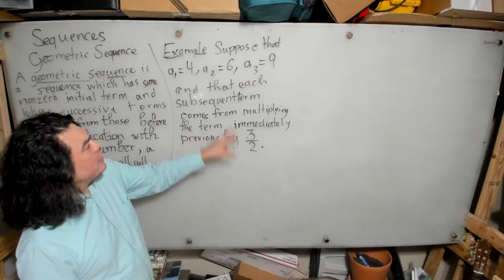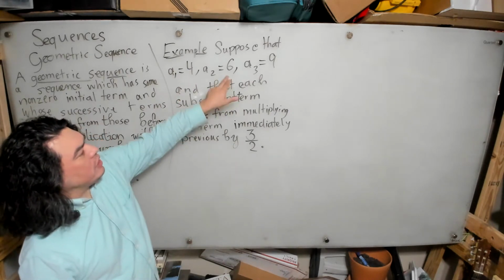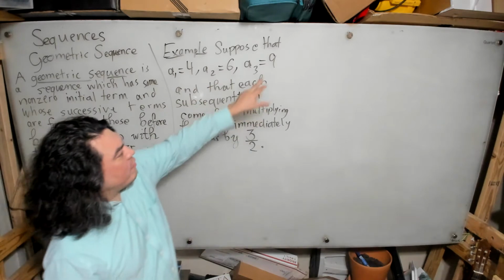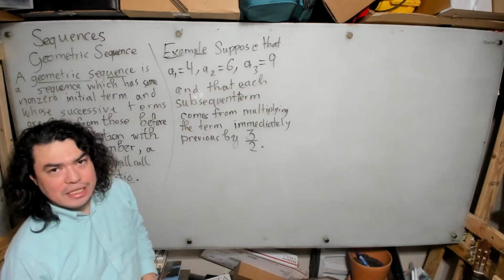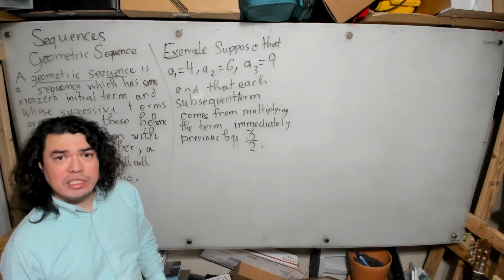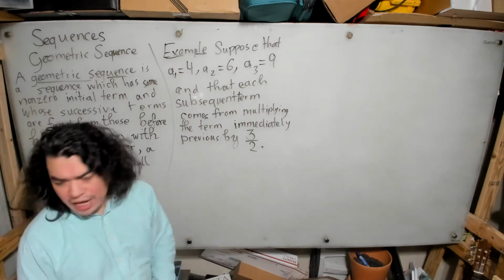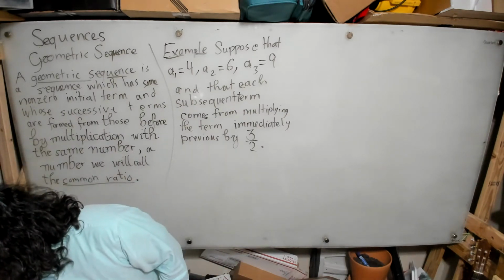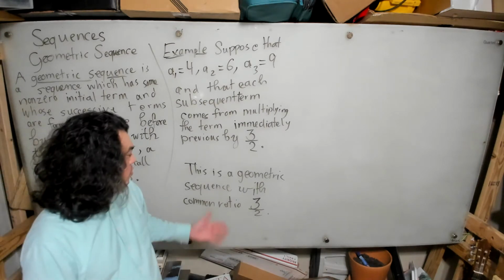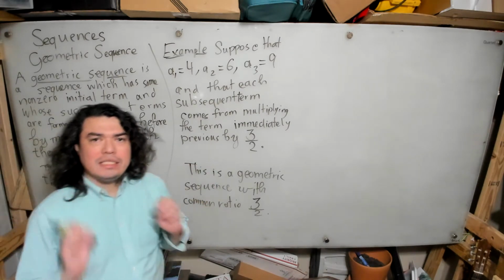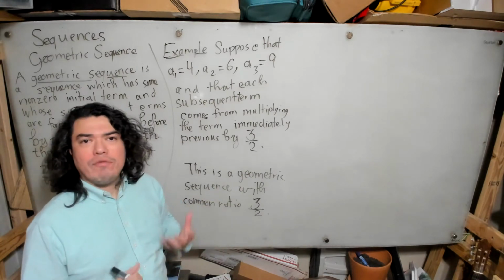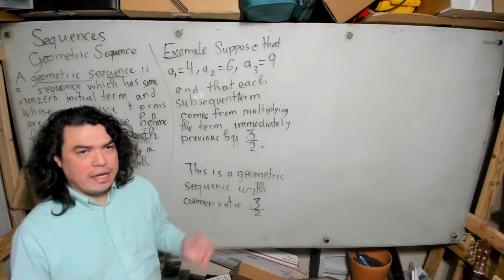So you can see that 4 times 3 halves is 6. 6 times 3 halves is 9. And so you can see that this is in fact a geometric sequence with common ratio 3 halves. Okay? Right? This is a geometric sequence with common ratio 3 halves. So now let's list out a few terms and see if we can see anything that catches our eye.